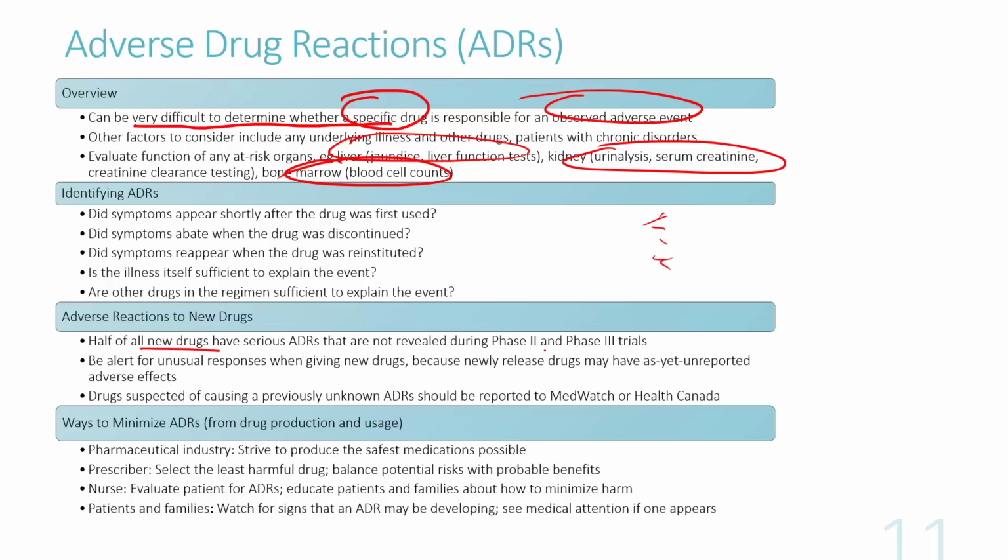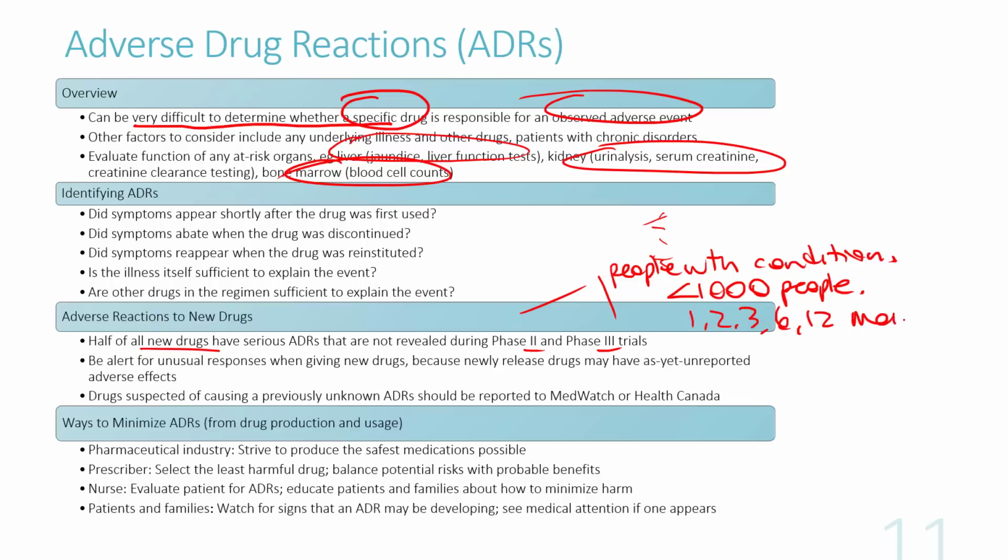If you remember, phase 2 and phase 3 trials are trials for people with the condition, but the problem is they can be done with populations of less than 1,000, and usually they only last 1, 2, 3, 6, or 12 months, right? Sometimes the adverse drug reaction is reported maybe after the person has taken the drug for 3 years, or maybe after 18 months. Right?